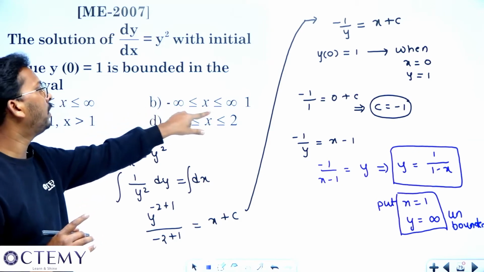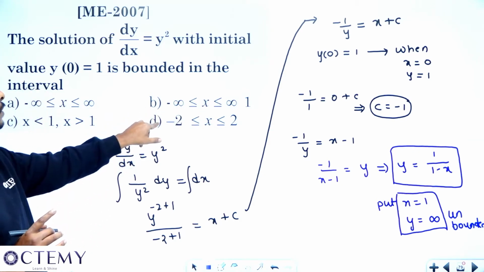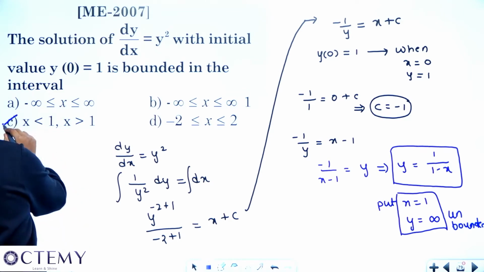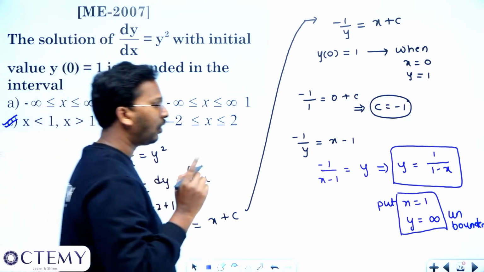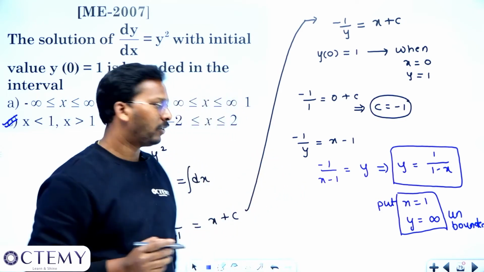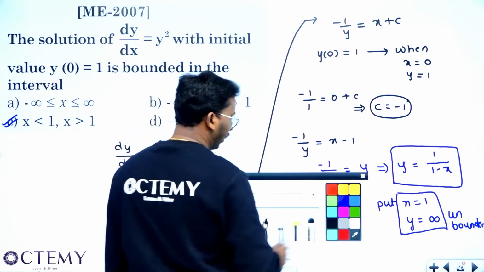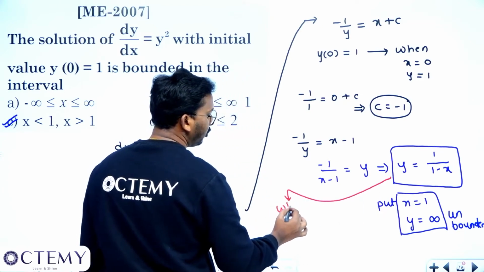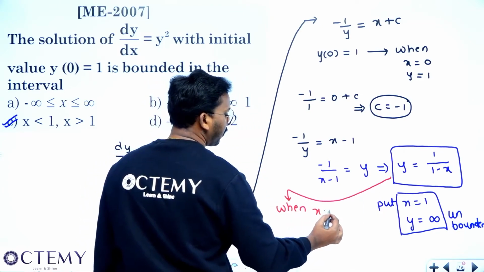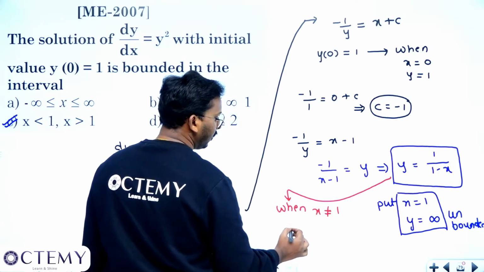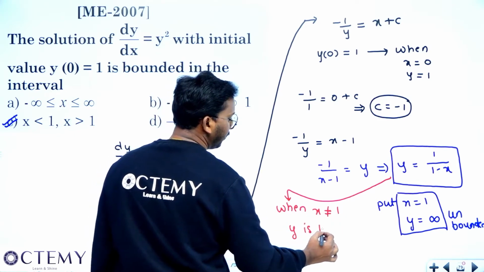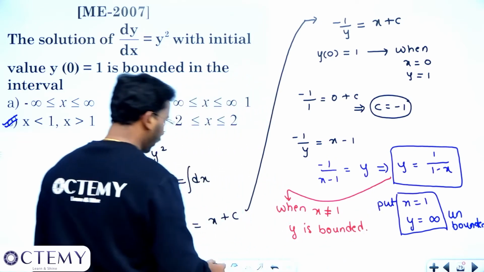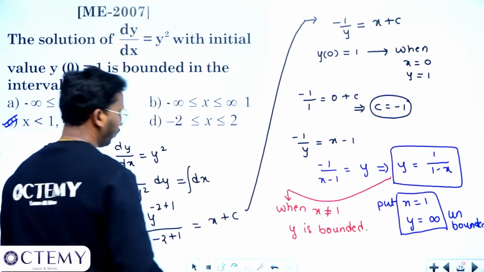If you choose option B, 1 will be included. If you choose option D, 1 will be included. But if you choose option C, 1 will not be included, right? So, when x is not equal to 1, the solution is bounded. What is the conclusion? The conclusion from here you can write as, when x is not equal to 1, y is bounded. Y is bounded, right? Very good. This was an interesting question.